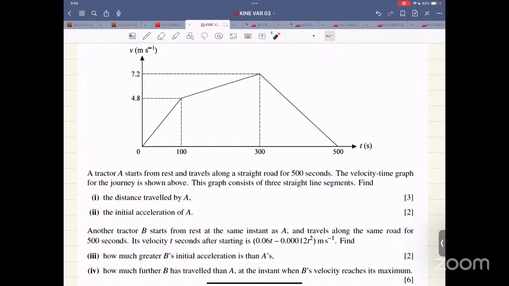Now it says a tractor journey starts from rest, travels along a straight road for 500 seconds. The VT graph for the journey is shown above. The graph consists of 3 straight line segments. Find the distance traveled by A, find the initial acceleration of A. Now this first part, that is a constant acceleration because of all these straight line portions, segments.